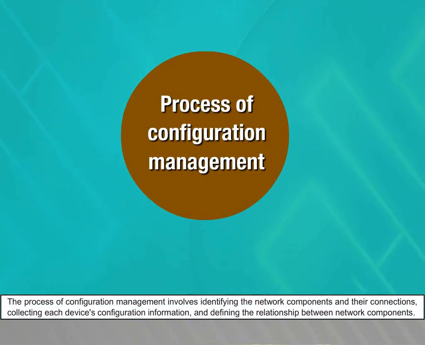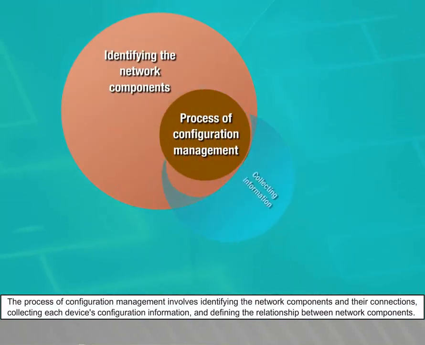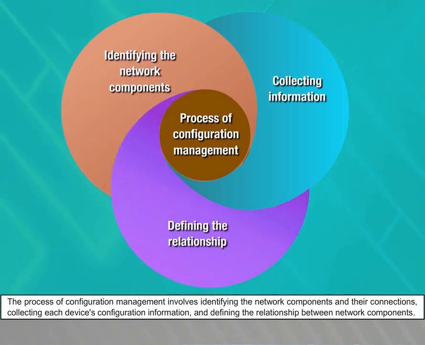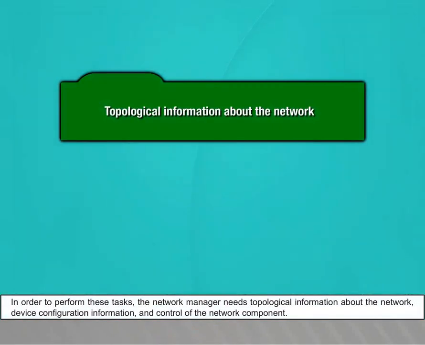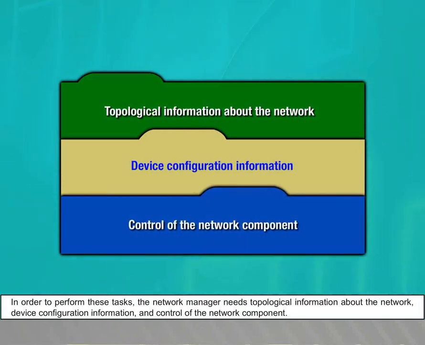The process of configuration management involves identifying the network components and their connections, collecting each device's configuration information, and defining the relationship between network components. In order to perform these tasks, the network manager needs topological information about the network, device configuration information, and control of the network component.